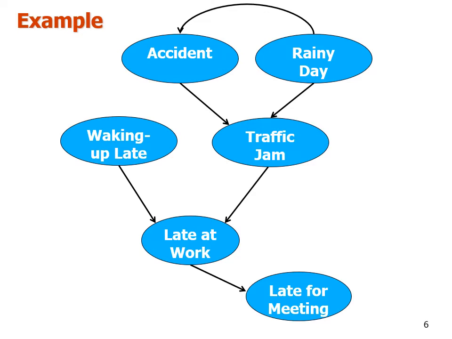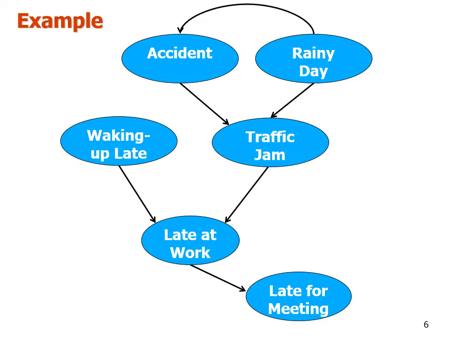Look at this event, accident, and another event, waking up late. These two events or these two variables are independent. That is, waking up late is independent of whether an accident has happened. But if you know that you are late for work, then these two variables do not remain independent.